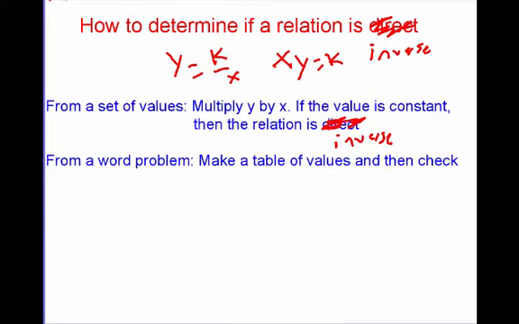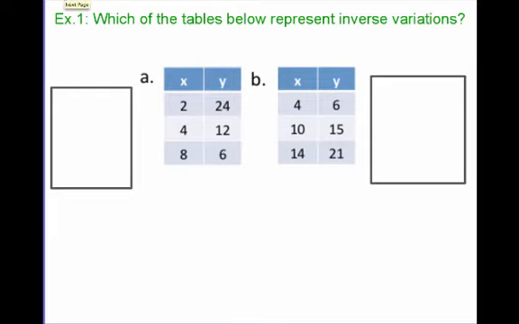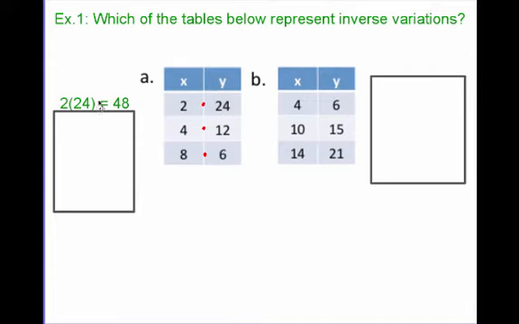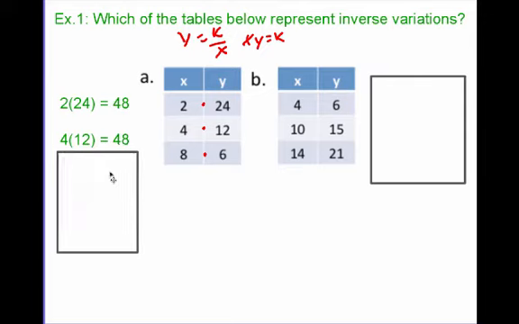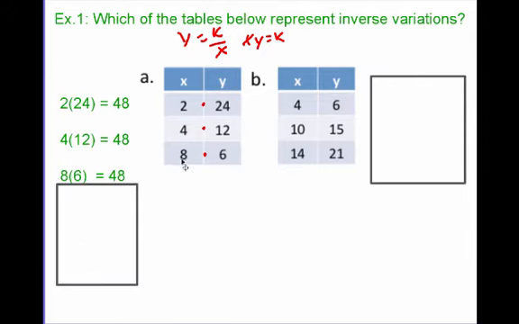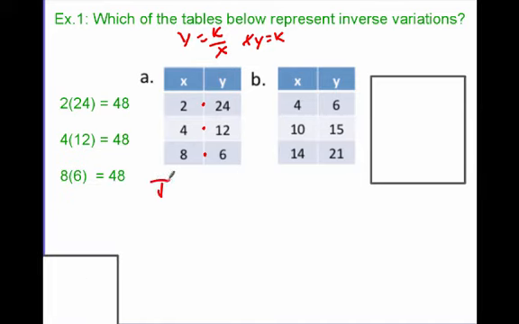So let's look at our first example. It says, which of the tables below represents inverse variations? To determine if they're inverse, we're going to multiply x by y in every single one of these. So 2 times 24 is 48. Remember, we want to think y equals a constant divided by x, so x times y equals a constant. I want all three of these multiplications to give me 48 if the first one does. So now I'm going to try 4 times 12. That also gives me 48. 8 times 6 also gives me 48. So this one is inverse.